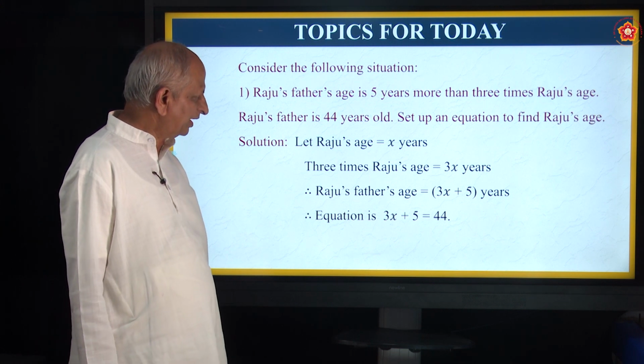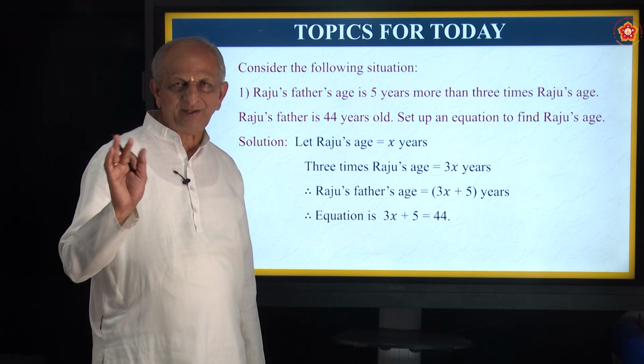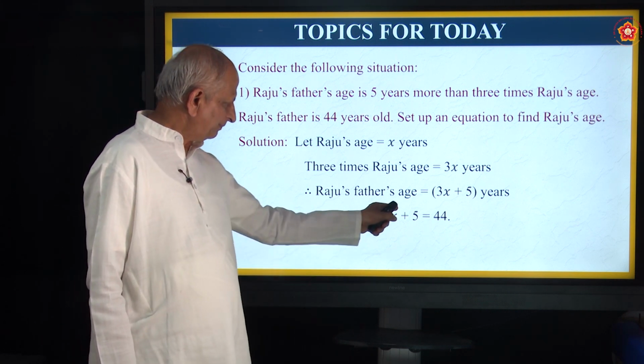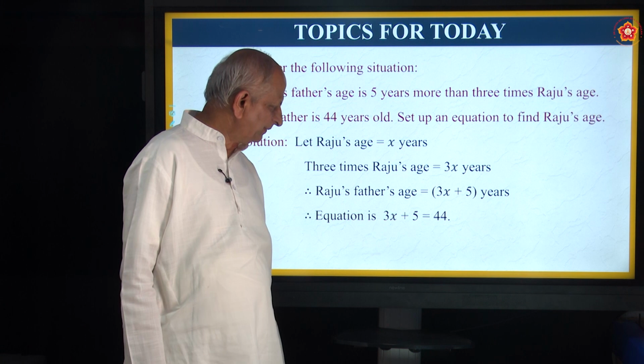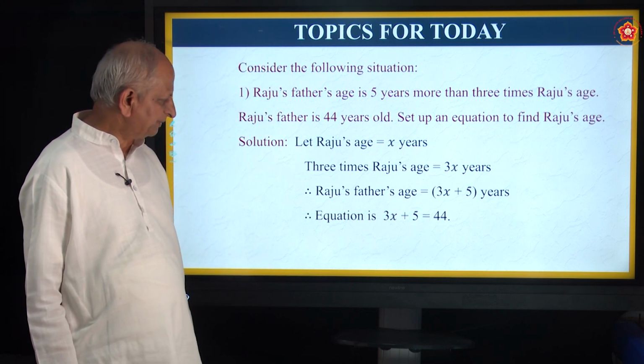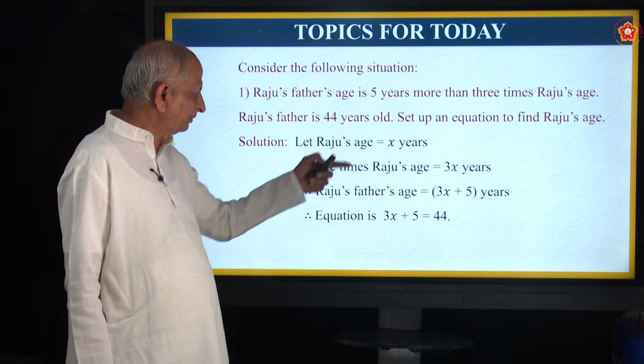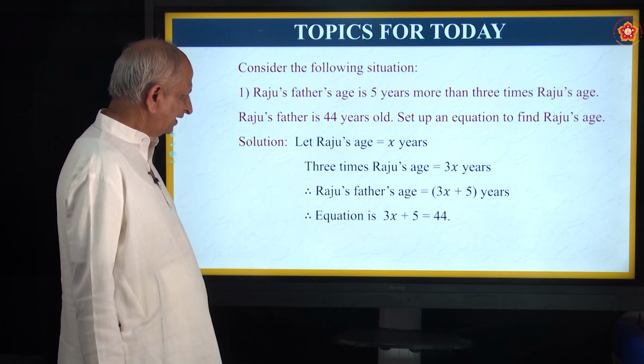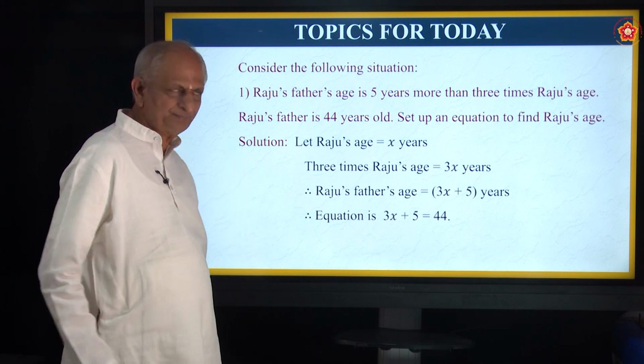So, that is all you will be asked. No need to find the value of x. Suppose you want to find Raju's age, what must you do? Bring this 5 this side, it becomes 39, x becomes 13. So, Raju's age becomes 13. Okay. So, that is not asked here, they are asked to write only the equation.